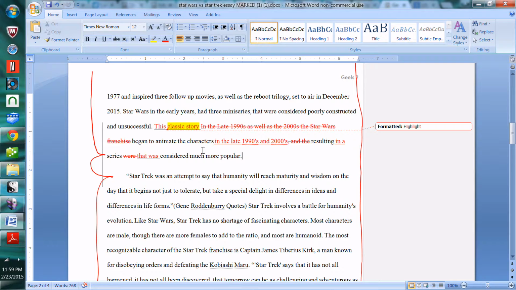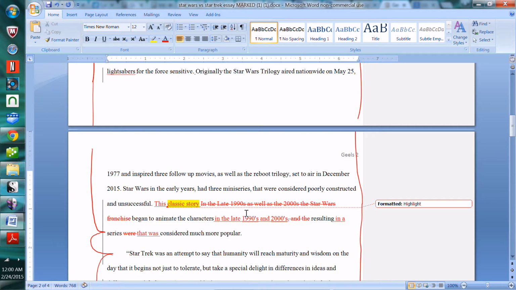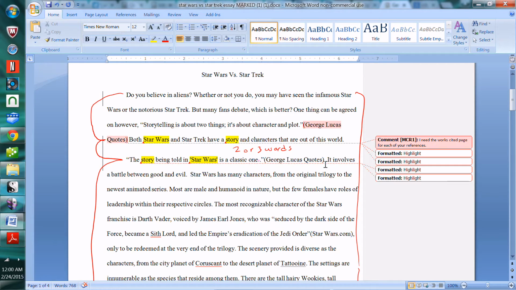This classic story began to animate the characters in the late 1990s and 2000s, resulting in a series that was considered much more popular. Star Wars was an attempt to say that humanity will reach maturity and wisdom on the day that it begins not to just tolerate, but take a different, special delight in differences in ideas and differences in life forms. And that's a quote. Oh, and another thing about your quotes, you need the period after your parentheses. You have it there.